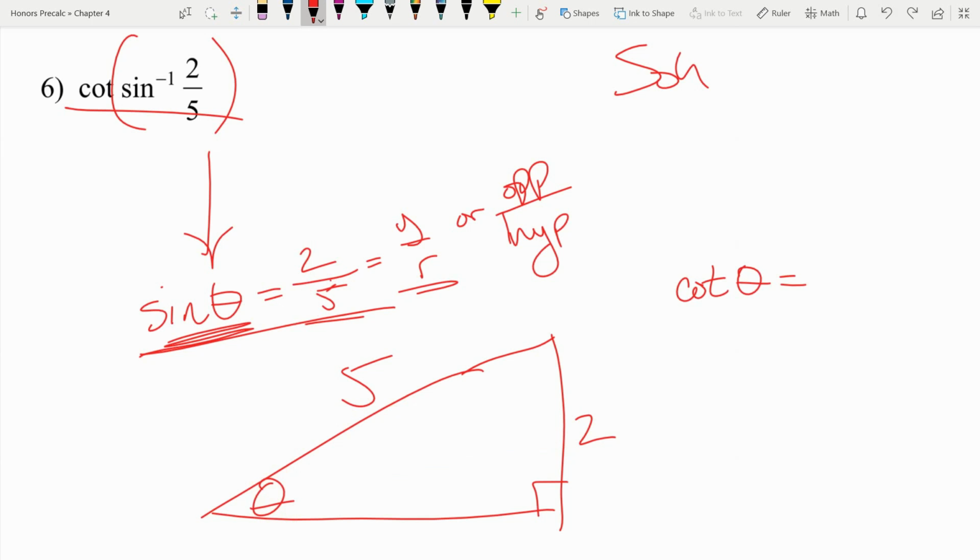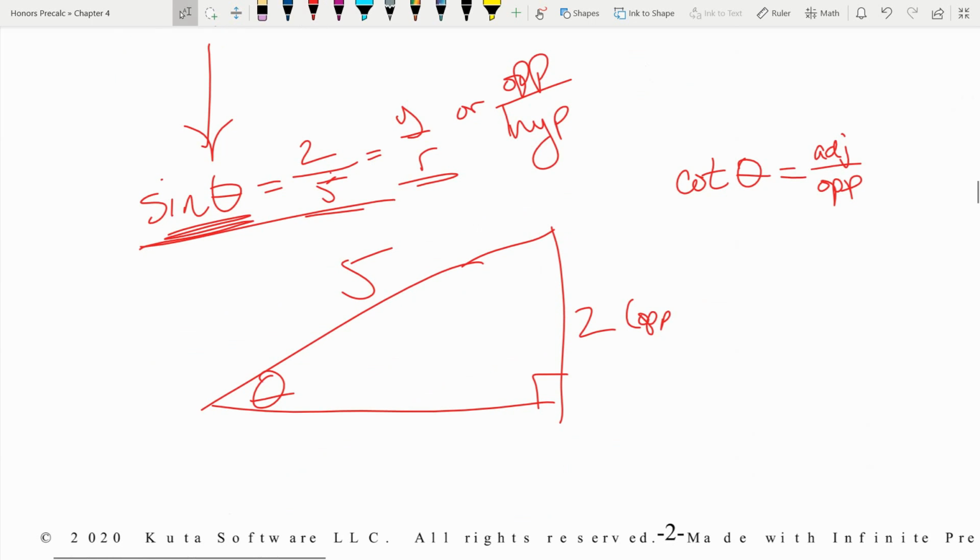To figure that out, I need to find, well, what is cotangent? First of all, it's the reciprocal of tangent. And if we finish the rest of SOHCAHTOA here, tangent is opposite over adjacent. So now we're looking for adjacent over opposite side. We've got our opposite side over here so far. We just have to figure out what our adjacent side is.